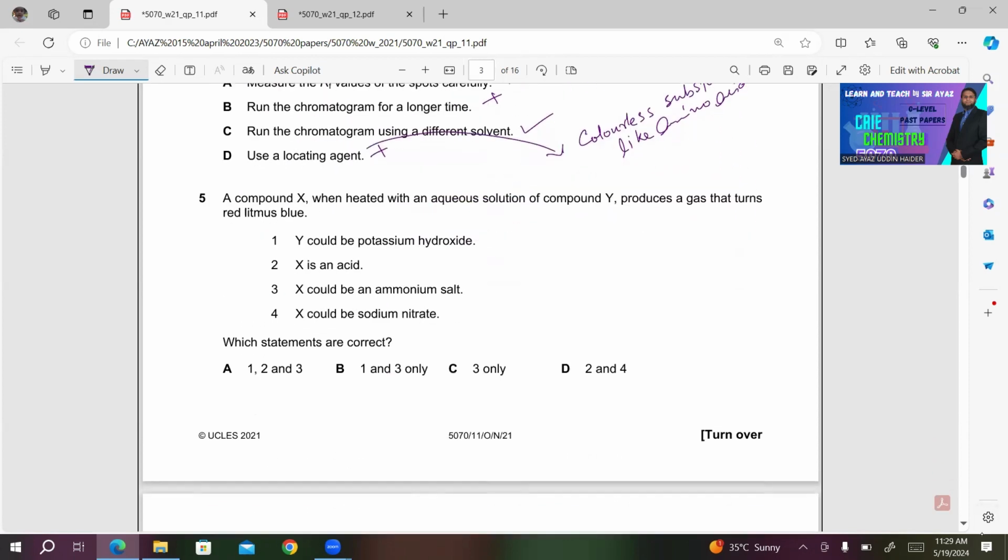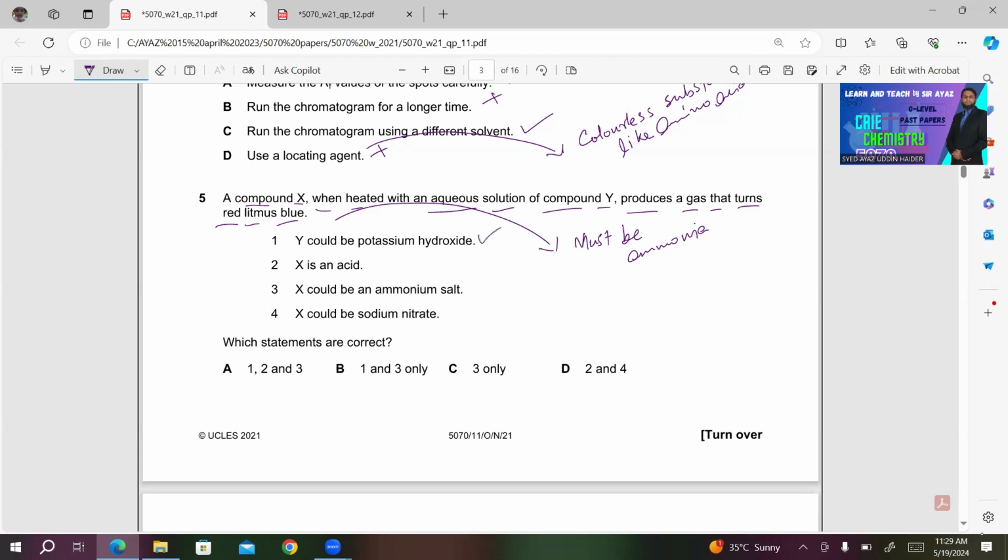Moving to the next question. A compound X, when heated with an aqueous solution of compound Y, produces a gas that turns red litmus paper blue. It must be ammonia gas, because ammonia is a gas which turns red litmus paper blue. One, Y could be potassium hydroxide.